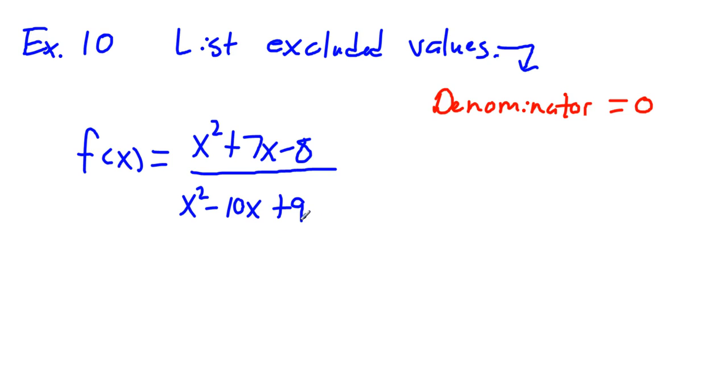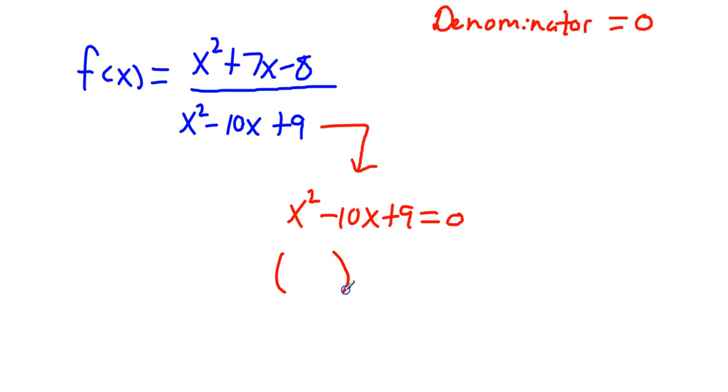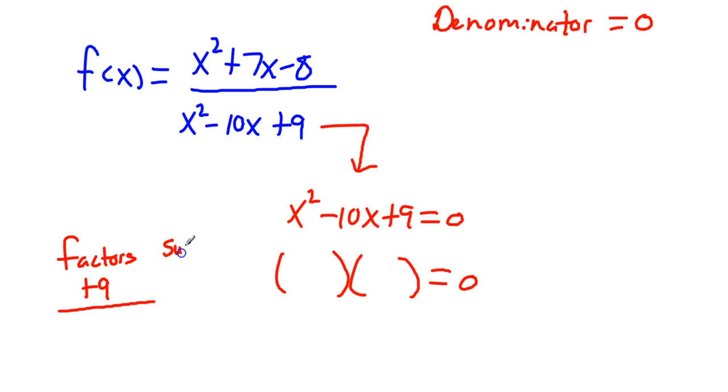And no matter what they do, if they ask you just for the list of excluded values, you just take this denominator and set it equal to 0. Okay, now, because it's x squared, you're going to have to factor this thing. So you're looking for the factors of positive 9, where the sum is going to equal negative 10. And again, you only have two choices.